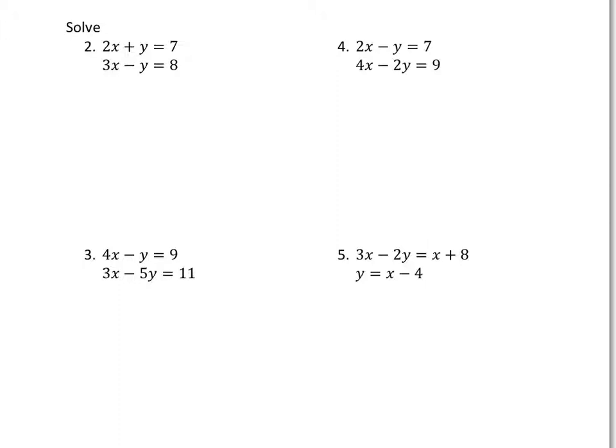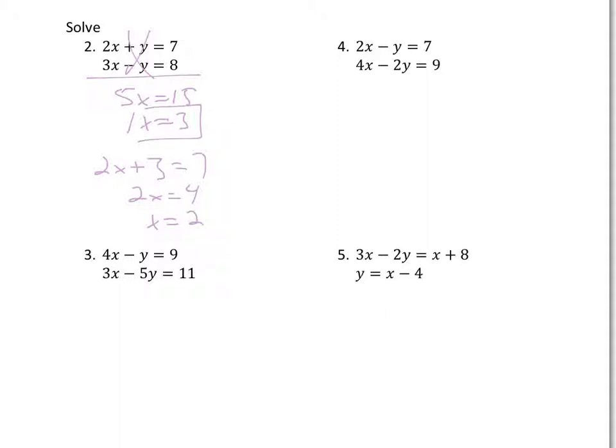So this first one, you could use substitution or elimination. Substitution works fine because you see the y here, the coefficient is 1, but I actually think elimination makes more sense because your y's are already set up to cancel. So that makes that real simple. We'll just add these up right away. Those go away. We're left with 5x equals 15, x equals 3. Plug that 3 back in to get 2x plus 3 equals 7, or you could do 3x minus 3 equals 8. Either way works just fine. 2x equals 4, x equals 2.